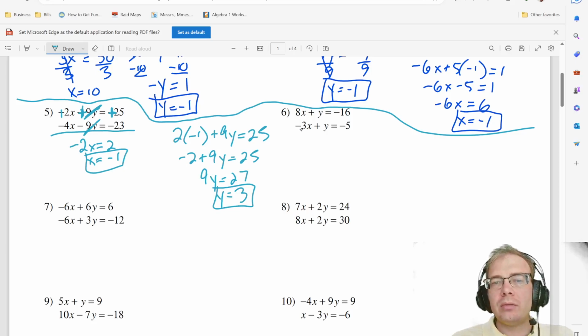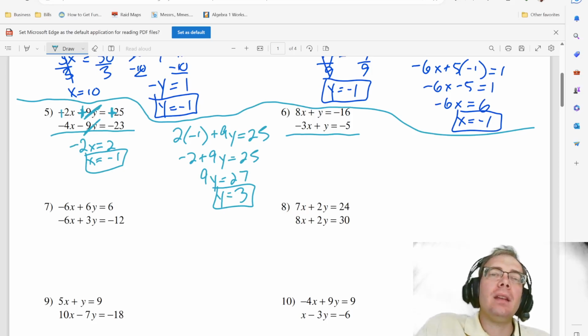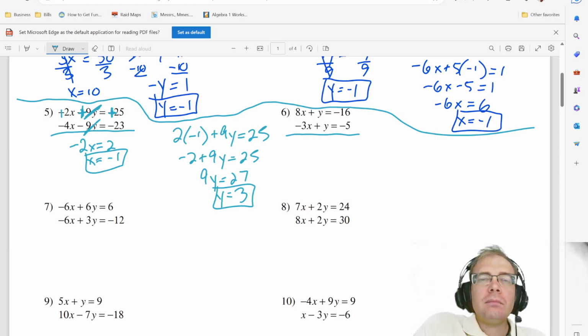Okay, next one. We have the same problem. The y's both don't have a number. Well, they don't have a number that we can see in front of the y's. If there is no number in front of the y, it's not 0, it's 1. Ones are ninjas. If you don't see a number, it's probably a 1, not a 0. Sometimes it can be a 0.